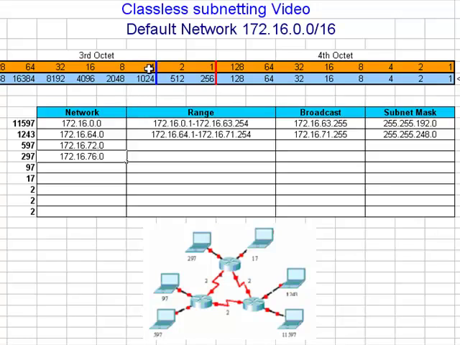How many bits have been used? 1, 2, 3, 4, 5, 6. Add all these numbers up together and we get 252 in the third octet. So we know what our first is, we know what our second is, and we've just worked out what our third is. Okay, so what will be the broadcast? That will be the last IP address on this given network. And then we can work out our range.